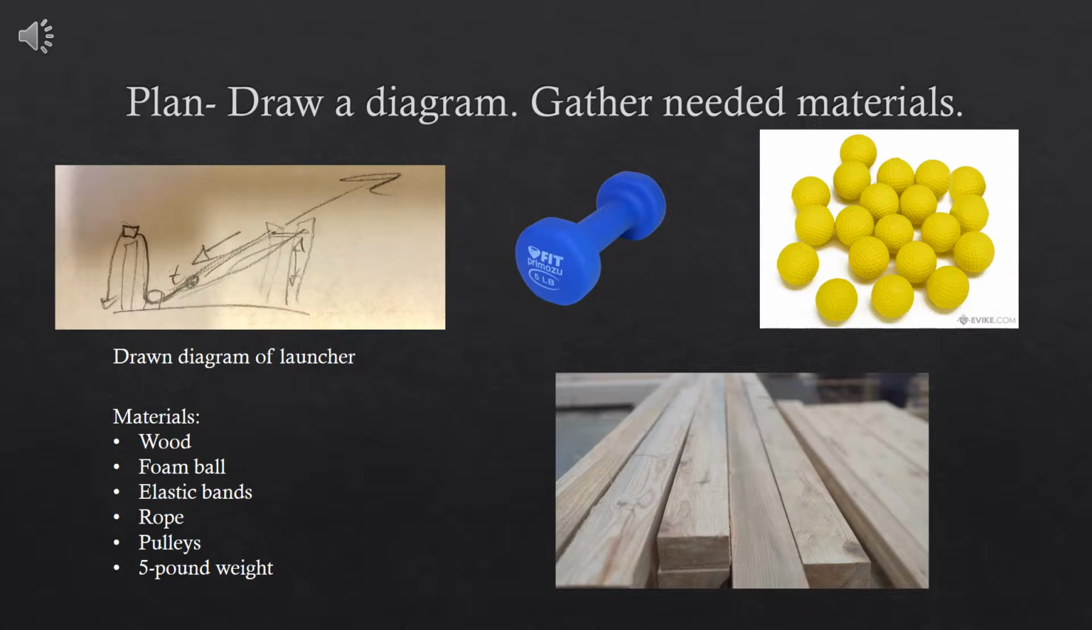So the next step in the design cycle is the plan. At first, we were debating about what we were going to make, and we finally decided to make a crossbow in that diagram. Then after we decided to make that crossbow, we gathered the materials including wood, foam ball, elastic bands, ropes, pulleys, and the 5-pound weights.